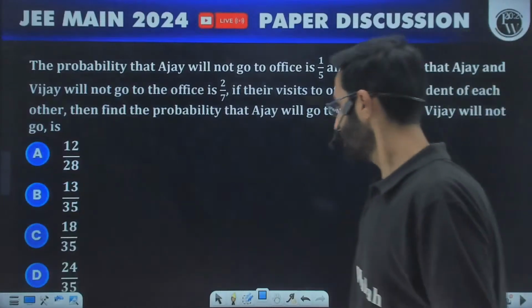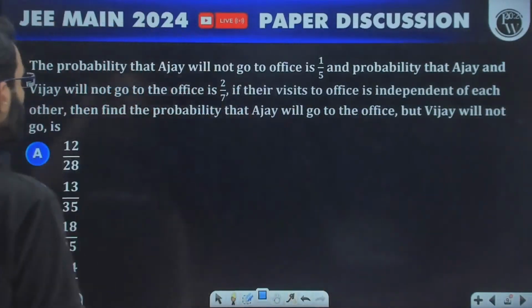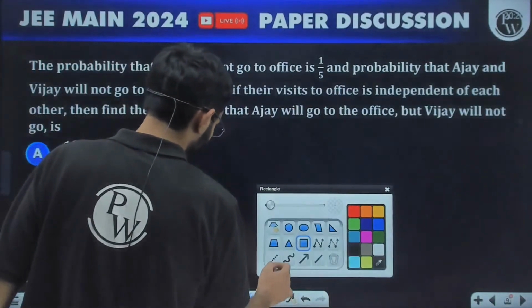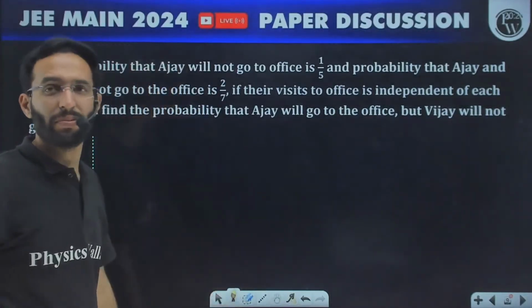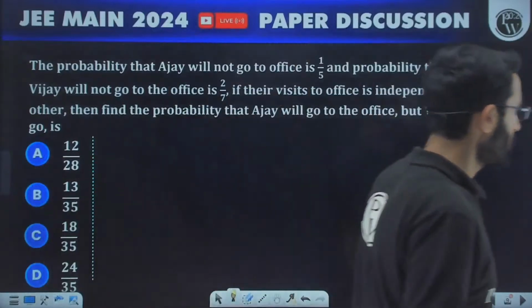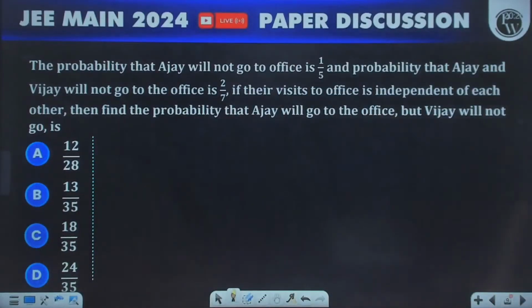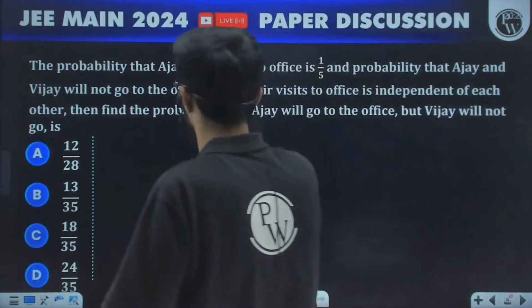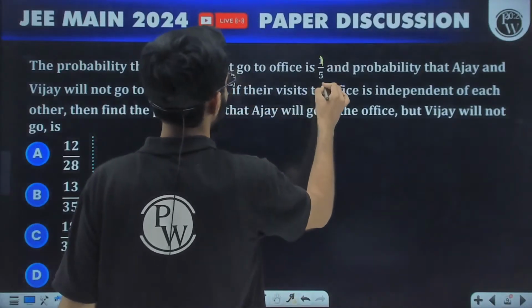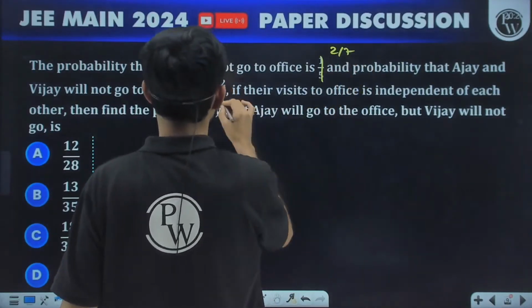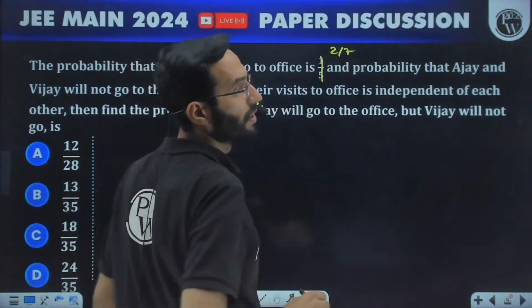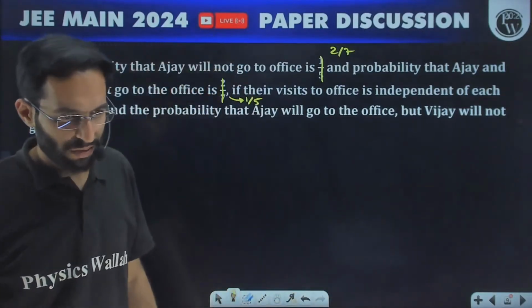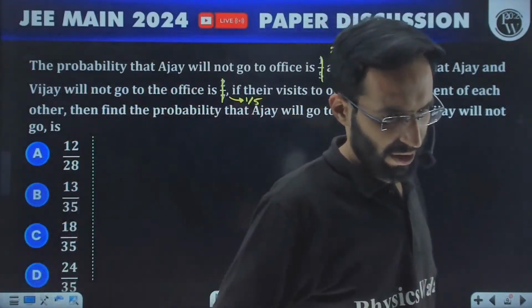Okay, probability based question. The probability that... And this question is also having some printing errors. Let me modify those printing errors first. So here, this is 2 by 7 and this is 1 by 5. Okay. Now see what is given to us in this question and what we need to find.